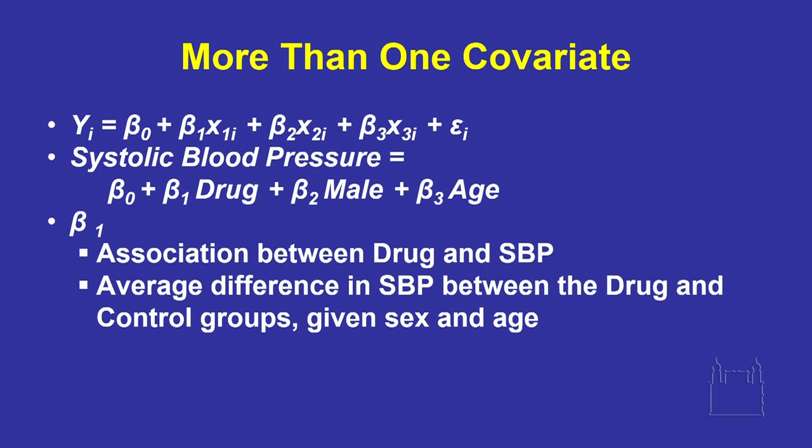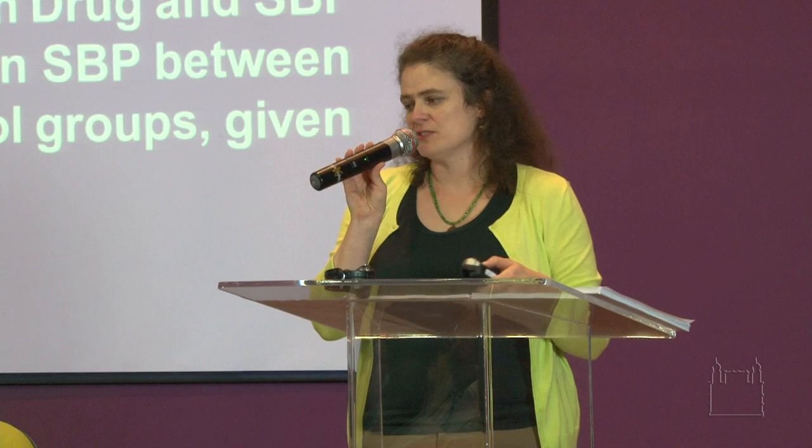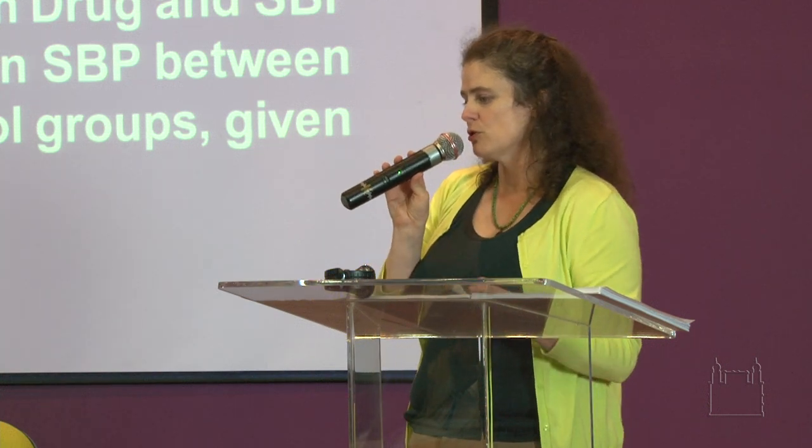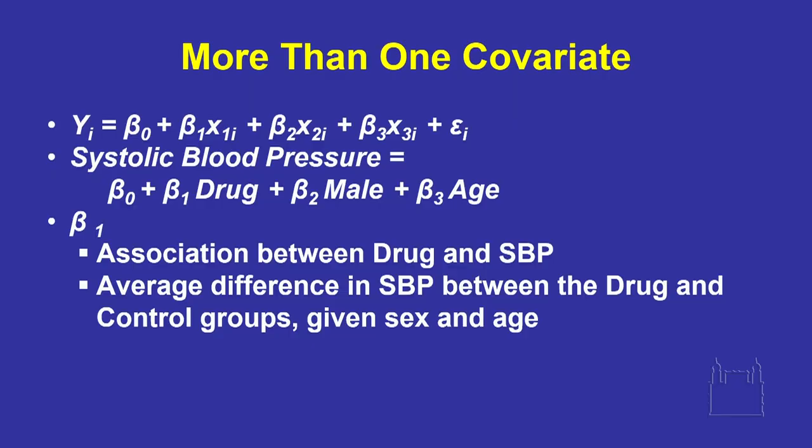But this beta 1 is telling me the association between drug and systolic blood pressure. That's what I want to know. And so I can look at the average difference in systolic blood pressure between the drug and control groups given sex and age. I like betas because I can interpret them.